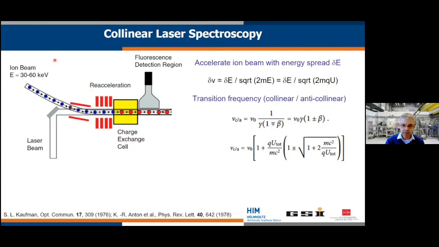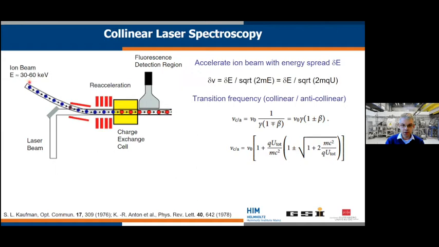The idea is you have an ion beam that you accelerate to an energy of, let's say, 30 to 60 keV. And this you do because your ion beam, when you create it inside your ion source, will have an energy spread delta E. Now, if you look into the velocity spread, then this velocity spread can be compressed if you accelerate your particle to an energy E, which is proportional to the charge times the acceleration voltage U. So that means you have an actual compression of the velocity spread in such a configuration.